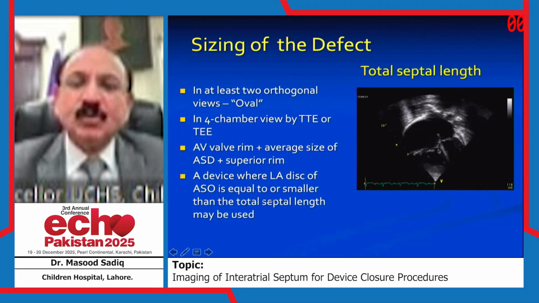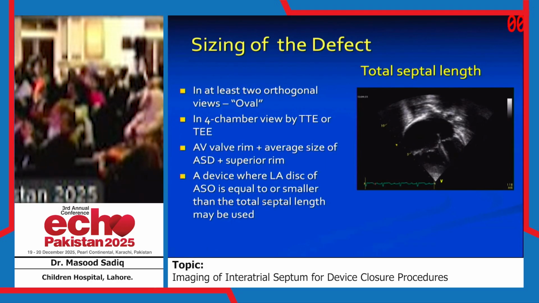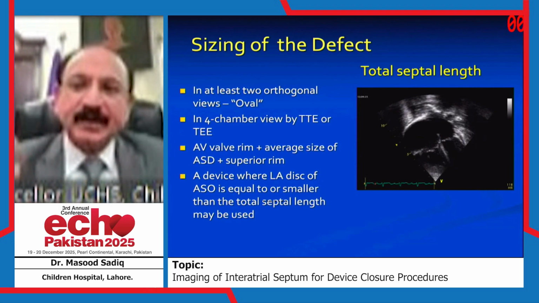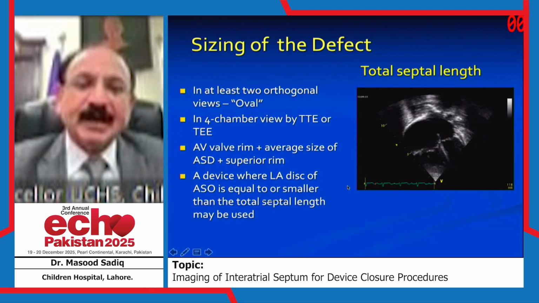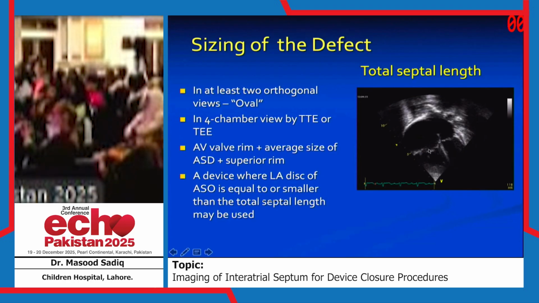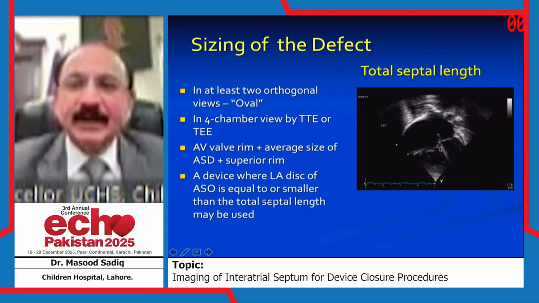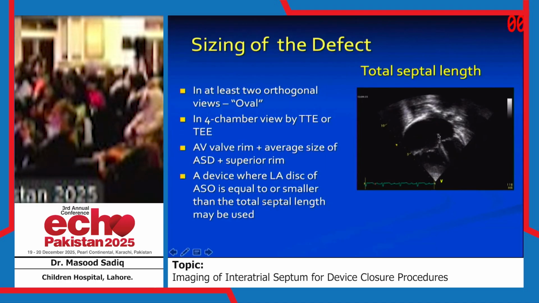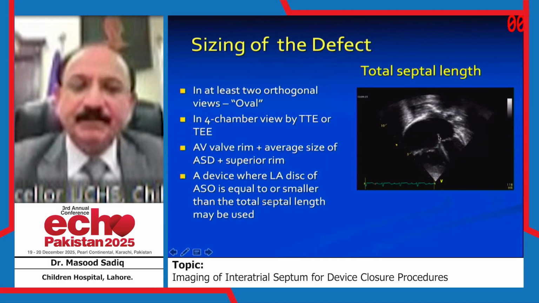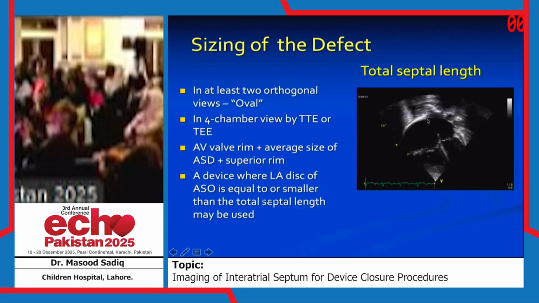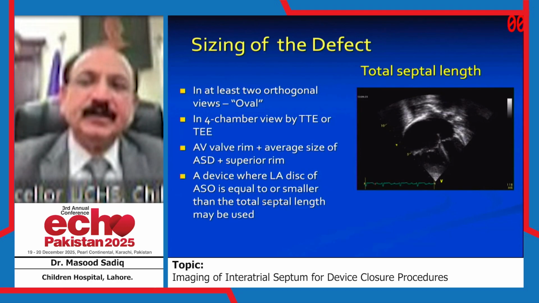Total septal length is only important for the pediatric age group, because for adults, we generally assume that the patient being put in for an atrial septal defect closure is suitable. So for the pediatric age group, it is your AV valve rim plus average size of the ASD plus superior rim. Please do not measure it from here to here. You can underestimate it. You need to measure them separately. So you need to measure the AV valve rim, you need to measure the superior rim separately, and get the average of the atrial septal defect which you have measured in different views.